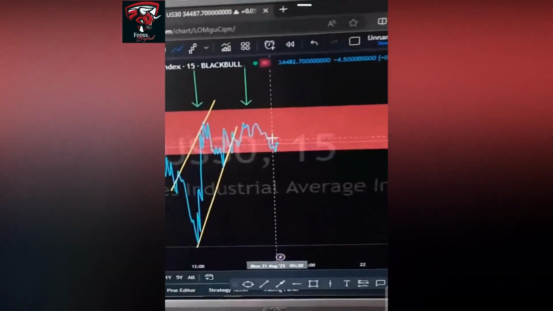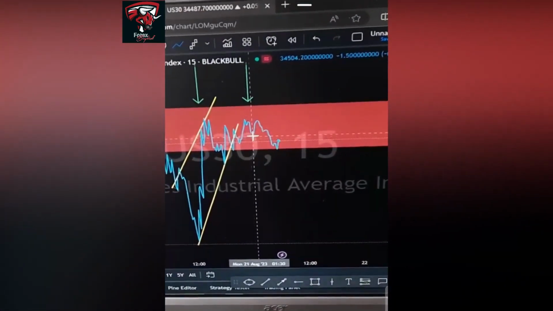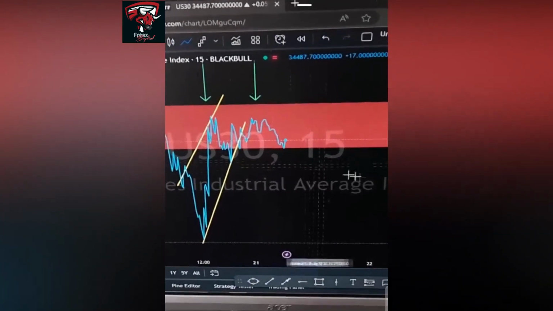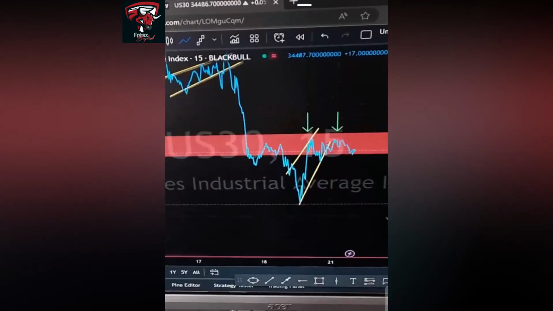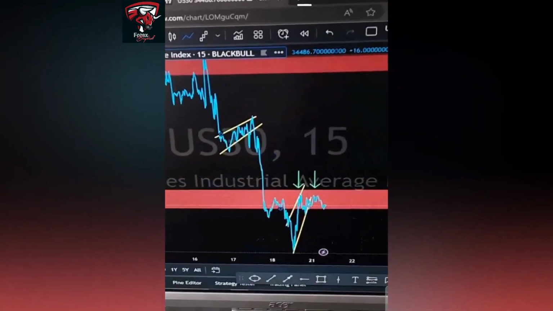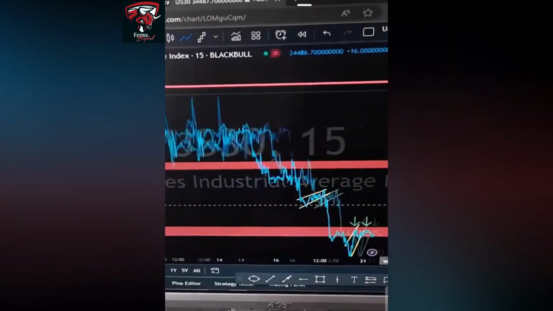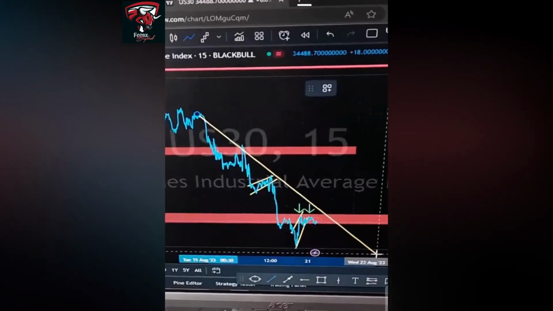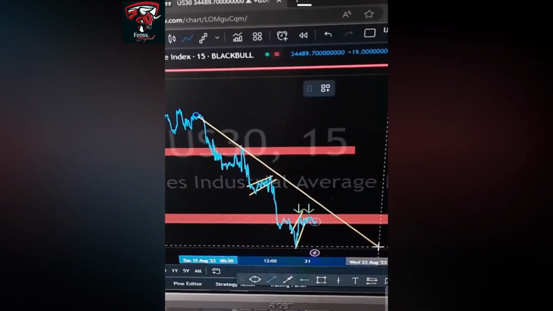Let's continue. So there's a possibility of a pullback towards this zone right here, because that's our neckline area, right? So right now, I want to confirm something as well. 15 minutes chart, don't forget that, right? You want the 15 minutes chart. Let's start from that resistance, right? There, where's our resistance? This one. Let's look at that, guys. I use a trend line, right?